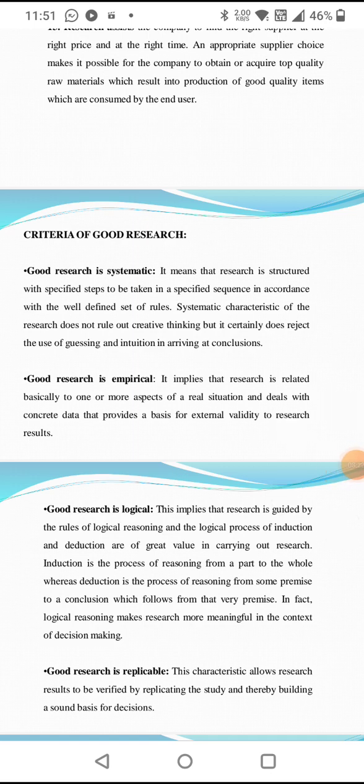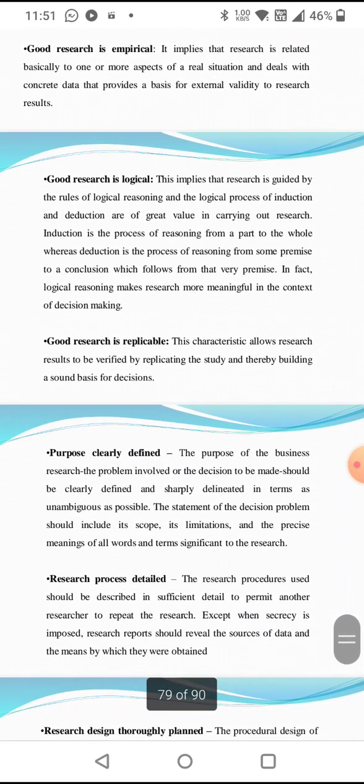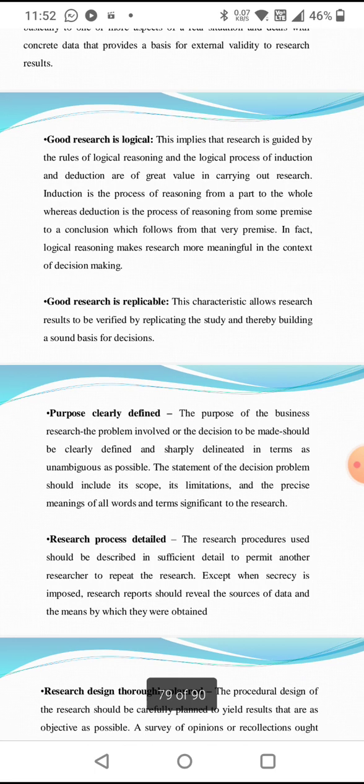Good research is replicable. So what do you mean by that? This characteristic allows research results to be verified by replicating the study and thereby building a sound basis for decision. It is empirical. It implies that research is related basically to one or more aspects of a real-time situation and deals with concrete data that provides a basis for external validity to research results.